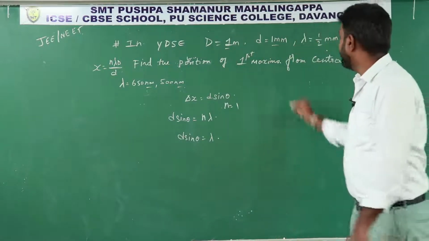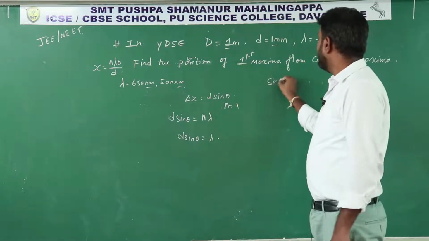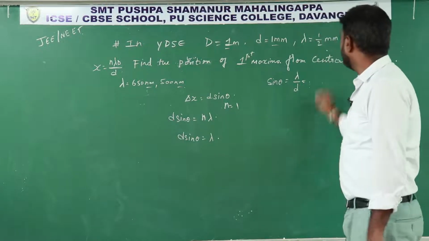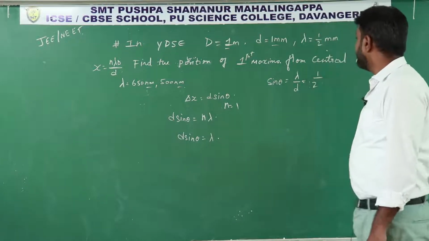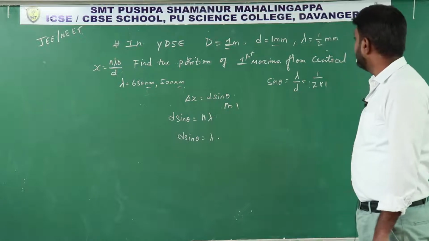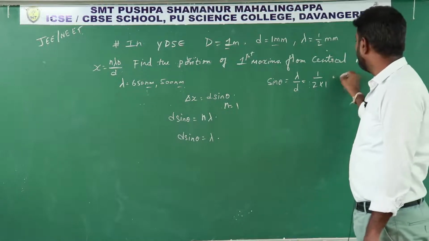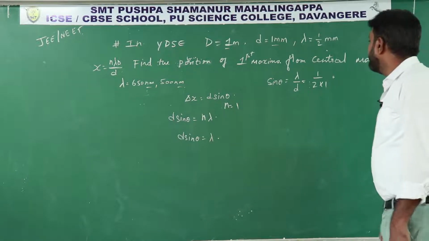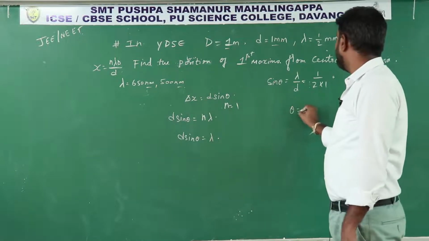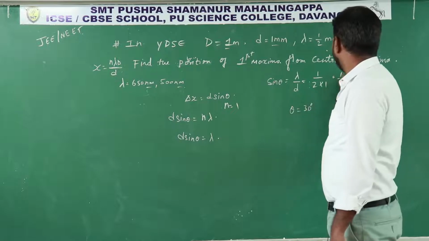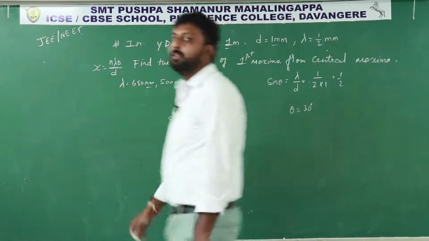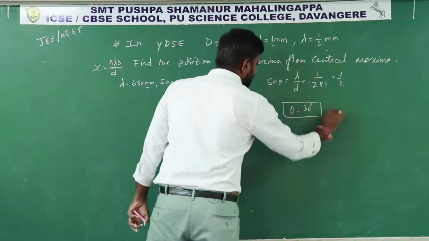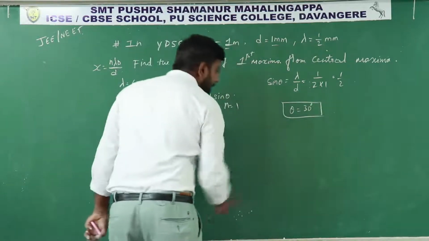Then what is the sin theta value? Sin theta equals lambda by d. This equals half millimeter over 1 millimeter. Millimeter will get cancelled off. And here sin theta is 1 by 2, which means theta equals 30 degree. Right. So we got the theta value. Theta equals 30 degree. Then what does it mean?